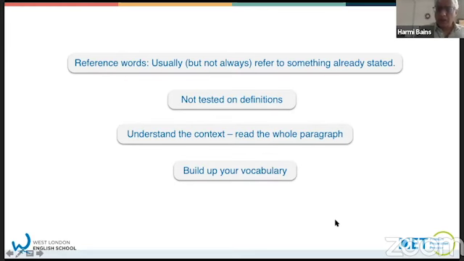Okay, and the other thing you need to do with reading Parts B and C is to read extensively, just read lots of things. There's the British Medical Journal, there's things on the BBC website. There are different academic journals, newspapers. Just really read as much as you can as you prepare for the OET exam.